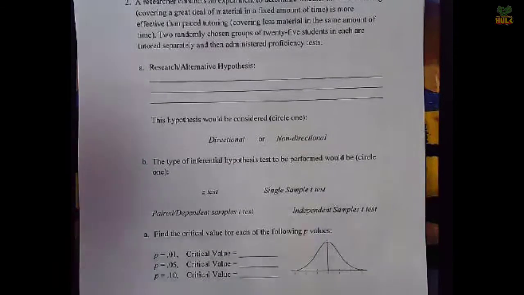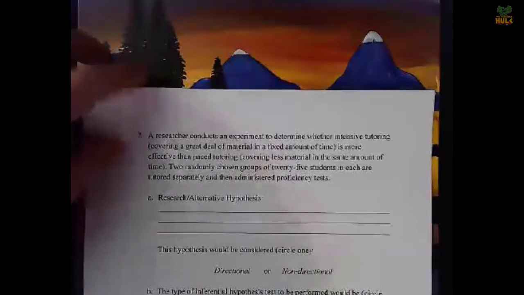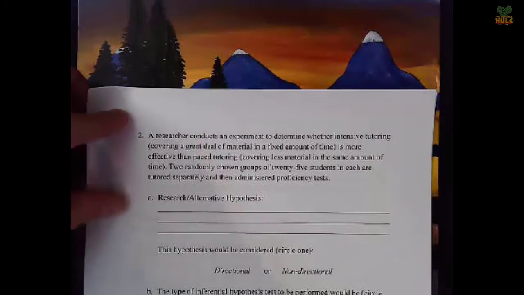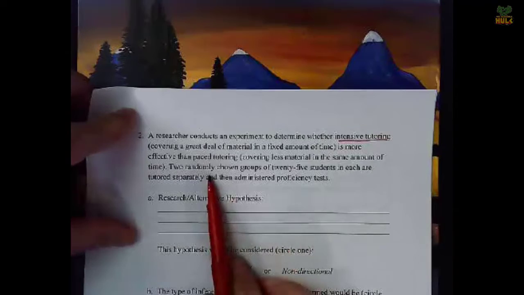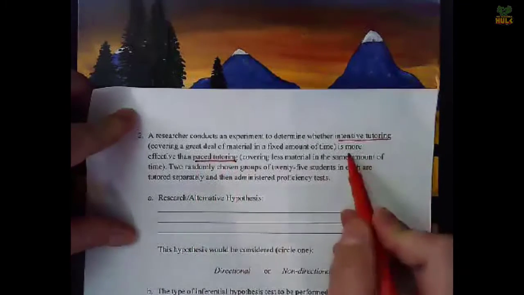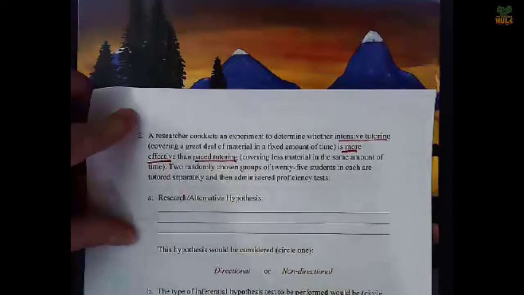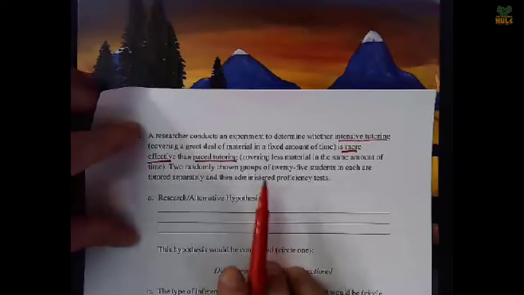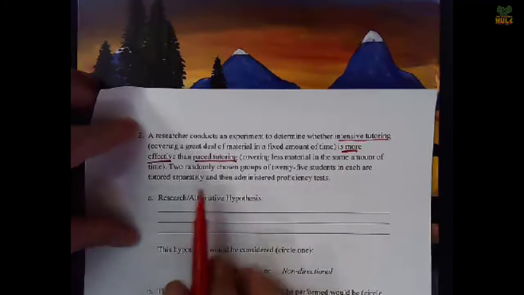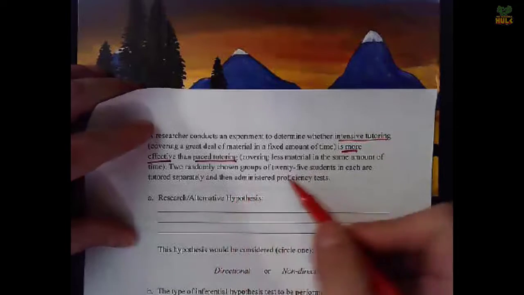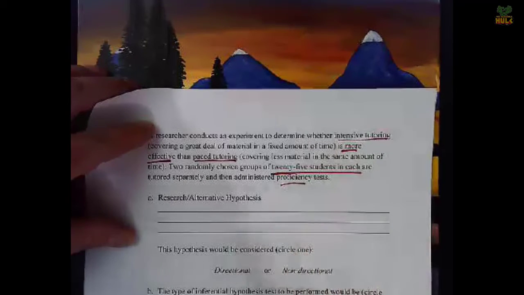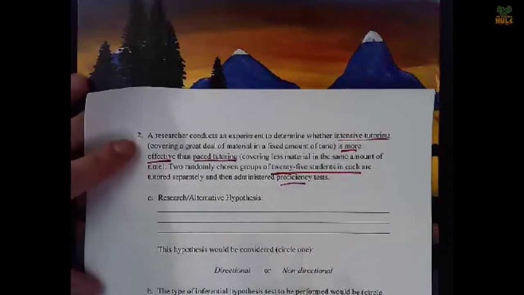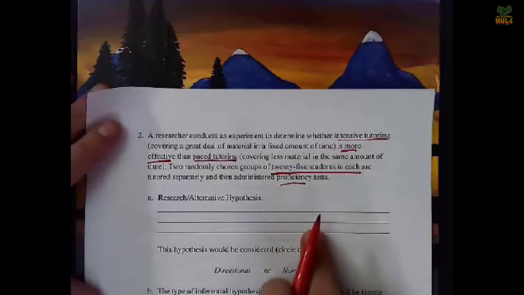Same kind of idea. A researcher conducts an experiment to determine whether intensive tutoring, covering a great deal of material in a fixed amount of time, is more effective than paced tutoring. Right, and more effective. So that sounds like directionality to me. Paced tutoring is covering less material, same amount of time. Two randomly chosen groups, that's great, of 25 students in each are tutored separately and then administered some proficiency test.